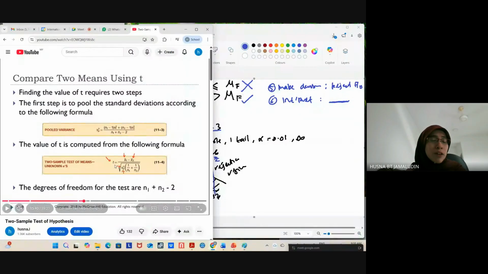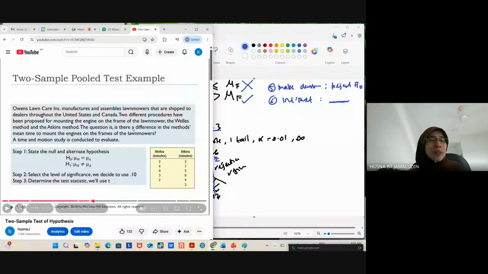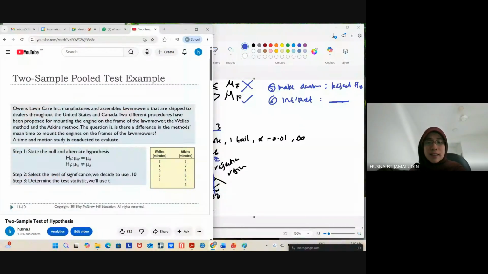So what is the formula of your T? Mean for sample 1 minus mean for sample 2, over the square root of pooled variance multiplied by 1 over N1 plus 1 over N2. Okay, although the formula is long, it's not that hard. Let's look at an example question so that you know how to apply it.